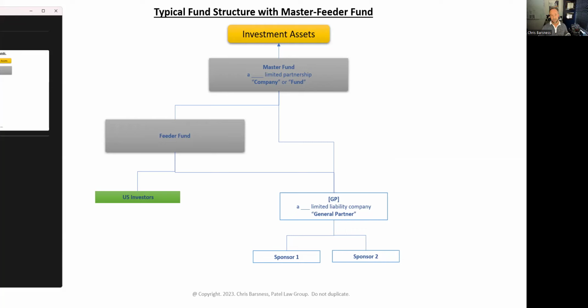Some of this could be like an offshore feeder fund for international investors, like a Cayman Islands feeder fund that will help certain offshore investors from other countries avoid tax reporting in the US.